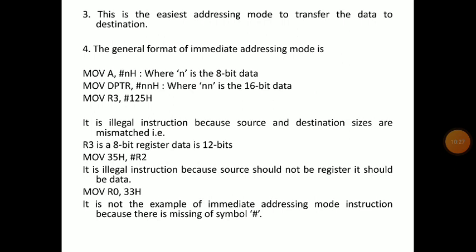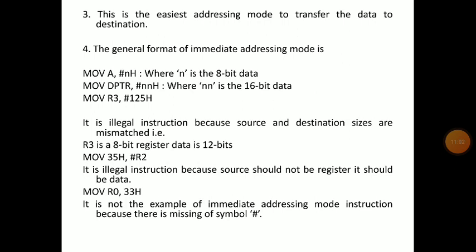And next, move r0 comma 33h, but that means we are missing the hash sign. What happens if we miss the hash sign? It is not an example of an immediate addressing mode instruction because the hash symbol is missing, but the instruction is correct. Move r0 comma 33h is a valid instruction, it is not illegal, which I didn't say it is. It is a legal instruction, but it does not do what we intended it to do.